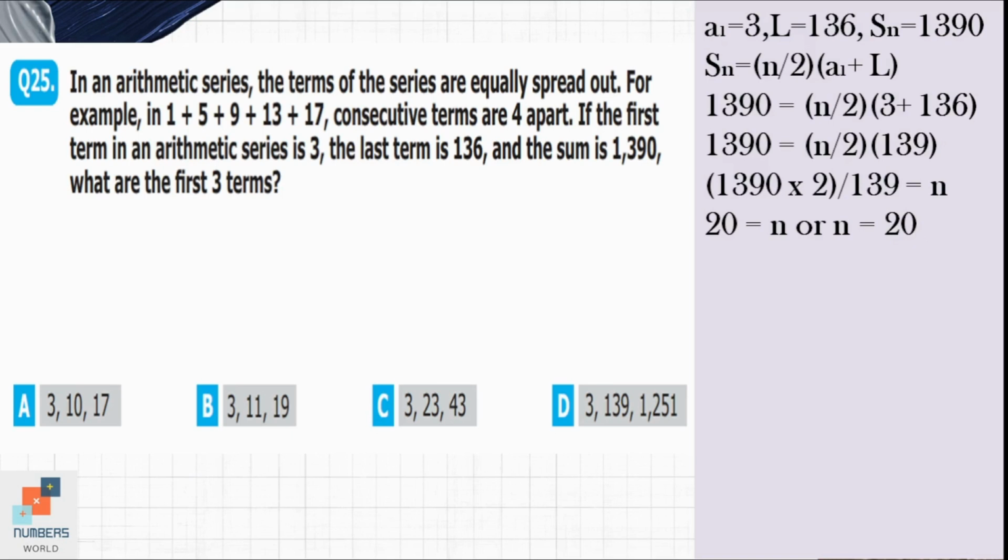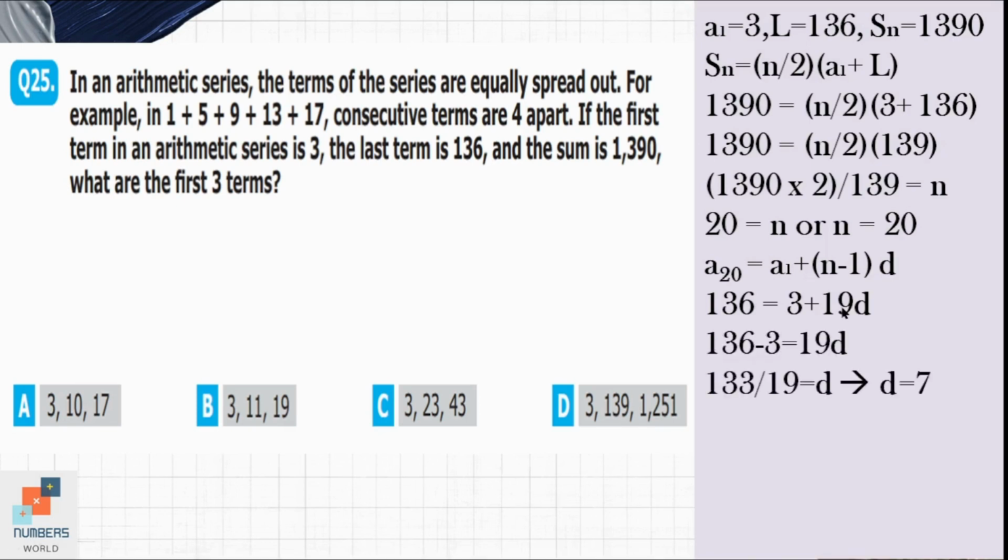Now we have to calculate the difference between the terms, so we will write the formula here. A20 is the last term, and the value of the last term is given already, that is 136. A1 is 3 and n is 20. So 20 minus 1 is equal to 19. Now let's solve it for D. After all the calculations, the value of D is 7. It means the difference between the terms is equal to 7.